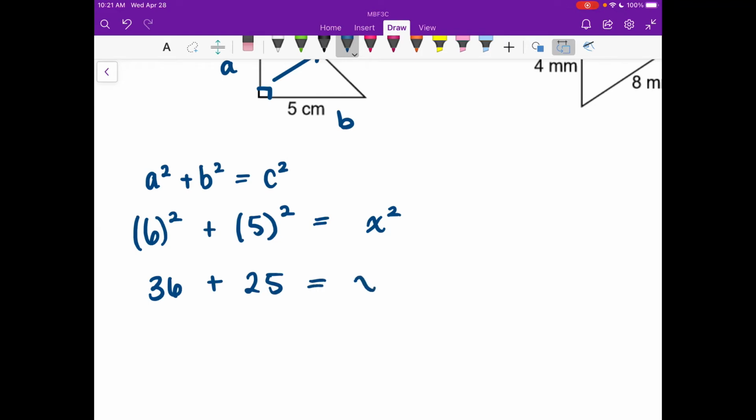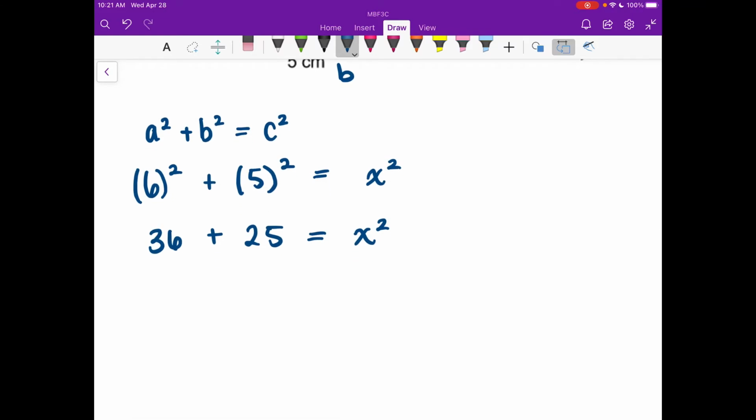And I know x squared is what I'm looking for, so I don't know what x squared is, obviously. Right, so then I'm going to take 36 plus 25. If I put that into my calculator, it's going to give me 61 equals x squared. Right, I want to get rid of that square on this side, so I'm going to square root the entire thing. And whatever I do to one side, I have to do to the other. So I'm going to do square root of 61. That means that square root of 61 is like 7.8, right?